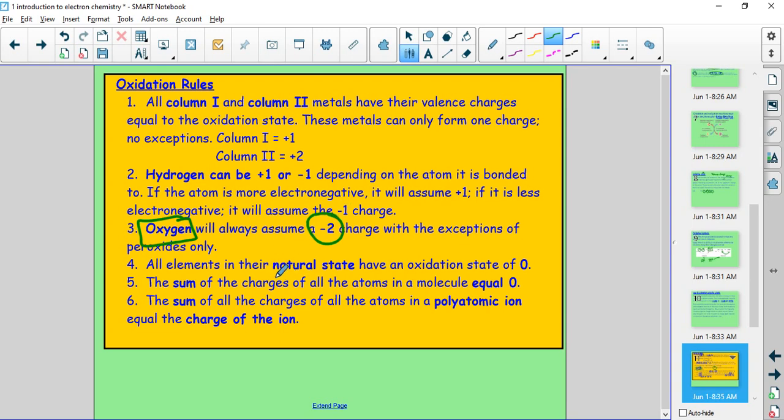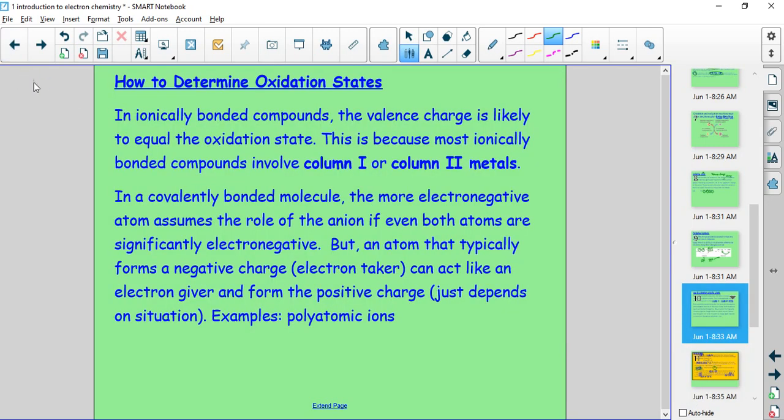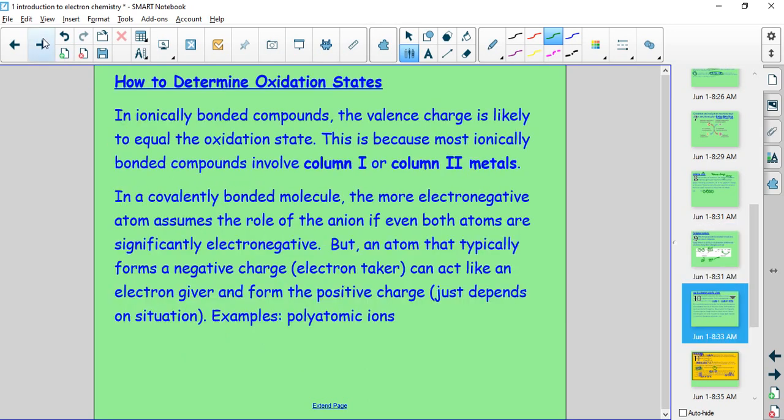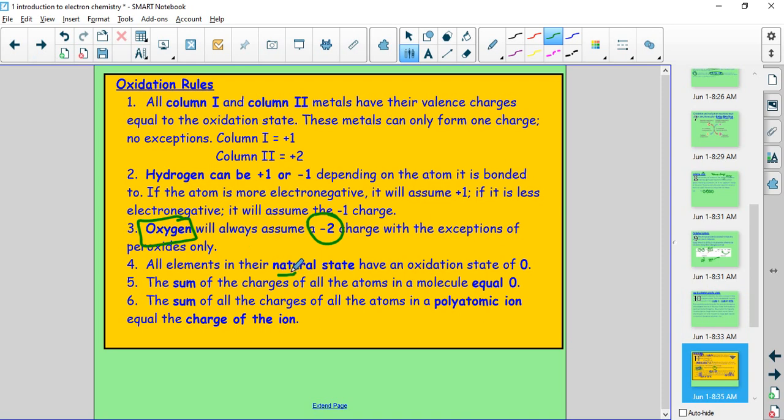Okay, elements in their natural state. So for example, back to that example over here, solid sodium is 0. Diatomic molecules, remember Hofbrinkl, those are also 0. So when in doubt, it's usually 0. Look at their natural states or check to make sure they're in their natural state or not. Okay, then the sum of all their charges are equal to 0.